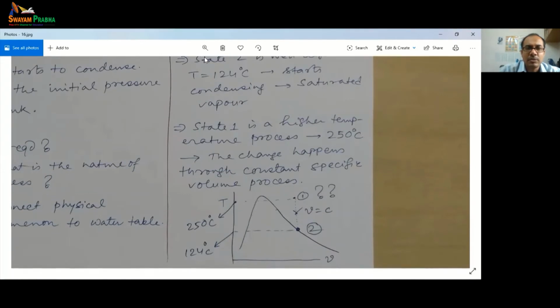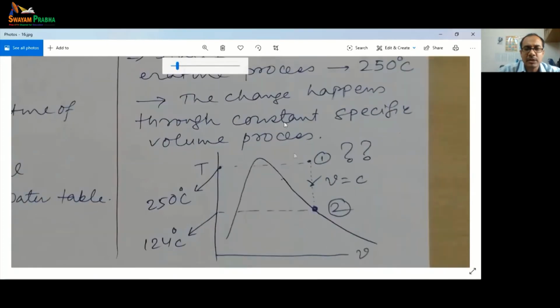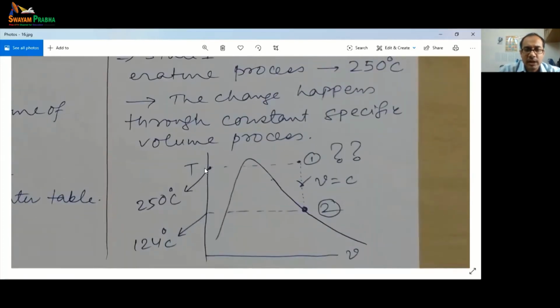So now if you look at this diagram, let's zoom in a little bit. Just like the last problem, if you look at the temperature and specific volume diagram, this is the saturation dome that we are talking about. State 2 is given to be on the saturated vapor line, and the temperature is also given to be 124 degrees centigrade. State 2 is well defined.